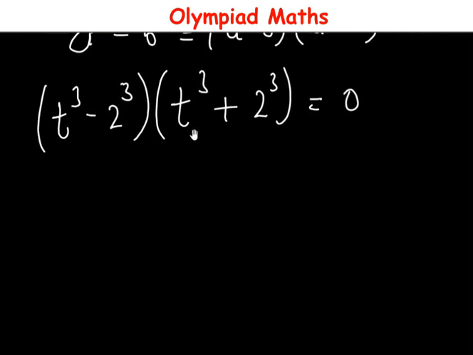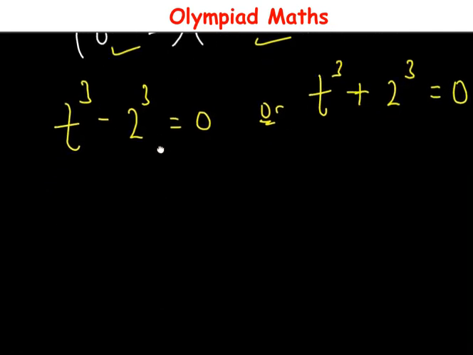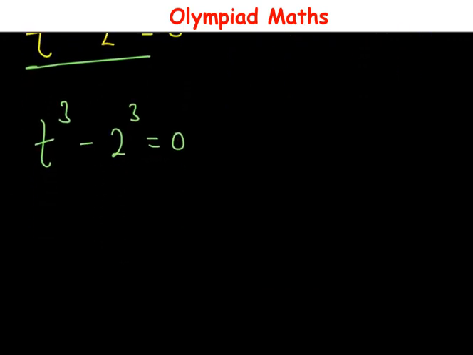Now, at this junction, we can equate this to 0 or equate this to 0. So we have t raised to power 3 minus 2 raised to power 3 equals 0, or t raised to power 3 plus 2 raised to power 3 is equal to 0. With this, let's first solve this first equation, t raised to power 3 minus 2 raised to power 3 equals 0. From here, what we have is difference of two cubes.